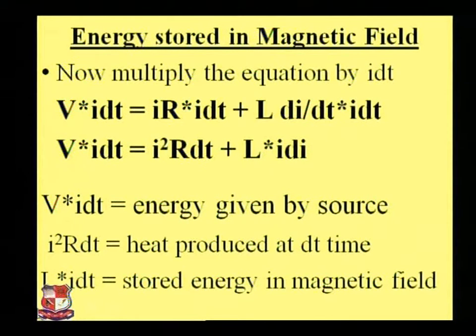Now there are some parameters like V into I dt, I square R into dt and L into I di. These are the three parameters. The first parameter, V into I dt, says that the energy given by the source directly reflects the energy. The I square R dt is the heat produced in time dt, because I square R is nothing but P, so you can also write it as P into dt. This one is the heat produced. L into I di is the stored energy in a magnetic field, because L is associated with the magnetic field. So these are the three parameters.